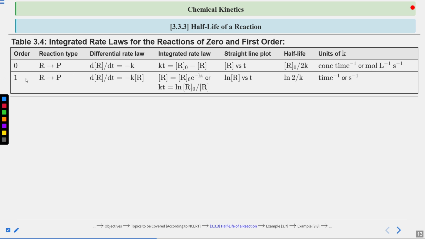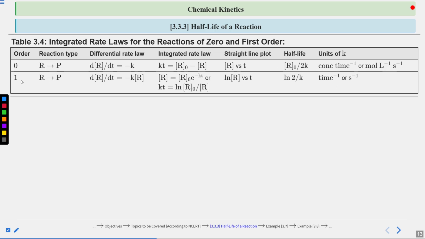Similarly, for a first order reaction, the reaction type is reactant converting to product. The differential rate law for a first order reaction is dr by dt equals minus kr. Now this is a differential rate law. When you integrate both sides, you get the integrated rate law, which is the reactant concentration r equals r naught e to the power minus kt, or kt equals ln r naught by r. The straight line plot was between ln r versus t in the first order reaction. Half-life for a first order reaction is ln2 by k, or 0.693 by k, and the unit of the rate constant is time inverse, or second inverse, for the first order reaction.